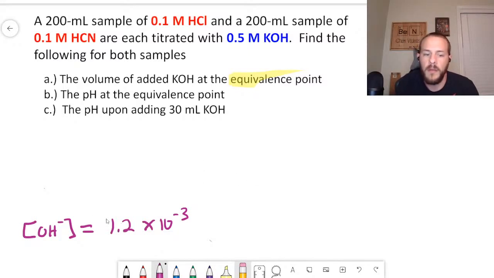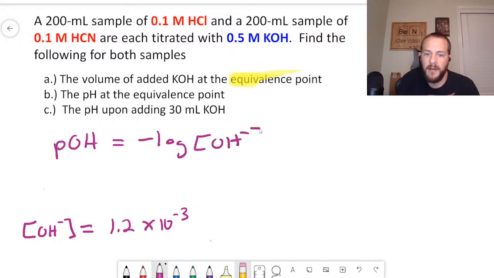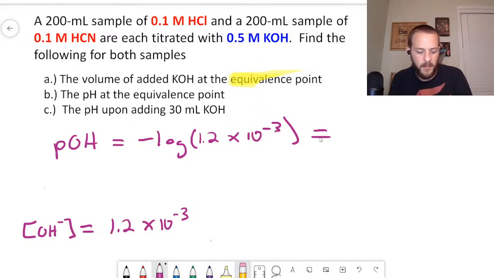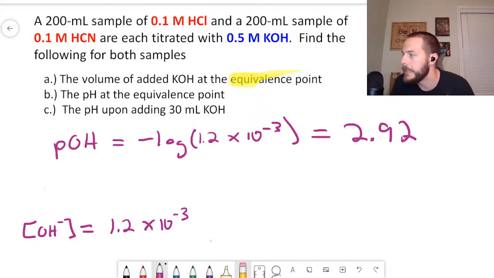there's a couple ways to do it. The way I like to do it is to calculate the pOH first. So the pOH, that's just the negative log of the concentration of OH minus. So the concentration of OH minus is this thing right here. So all I have to do is take the negative log of 1.2 times 10 to the minus 3. We get a value of, I don't know, because I can't do that math in my head. Let's see. Negative log 1.2 times 10 to the negative 3. I got 2.92. pOH is equal to 2.92.